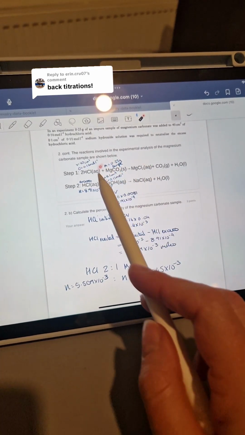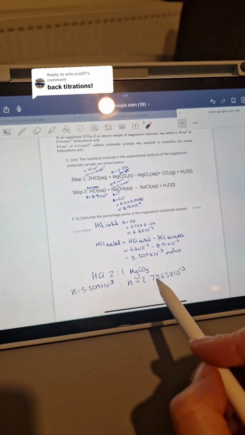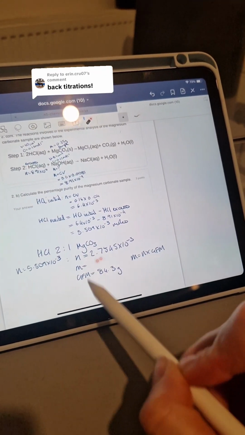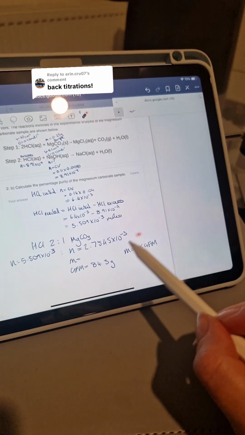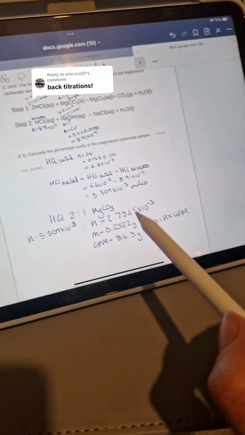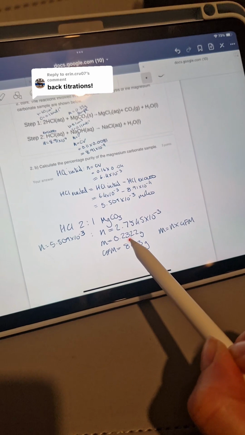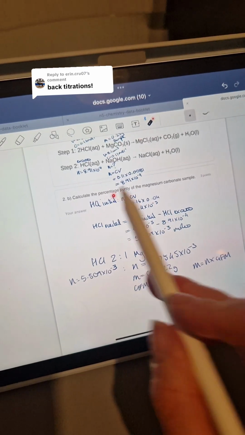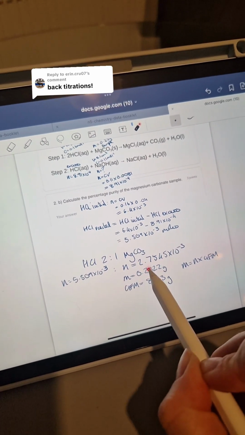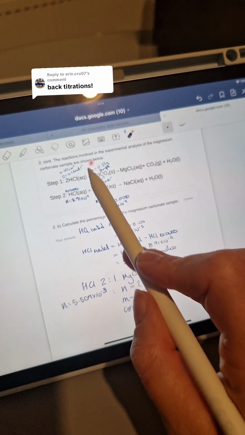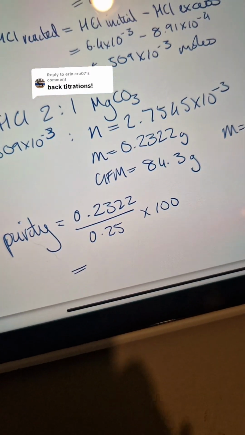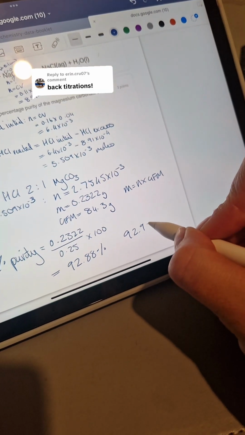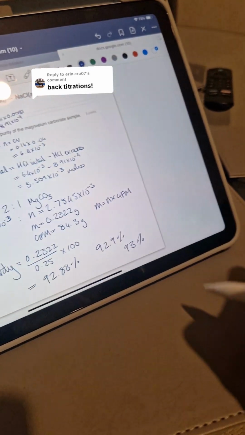So we have a mass of magnesium carbonate sample, which means we need to convert these moles of magnesium carbonate into a mass. Using the data booklet, we can work out the GFM of magnesium carbonate to be 84.3, and then using n times GFM, we can work out m. This gives us a magnesium carbonate mass of 0.2322 grams, rounded to 4 decimal places. To then calculate the percentage purity, we just need to do the mass of magnesium carbonate that we found over the mass of the original sample times by 100. So putting that into your calculator, you get 92.88%. You could round this to 92.9% or 93%, as long as your rounding is correct.